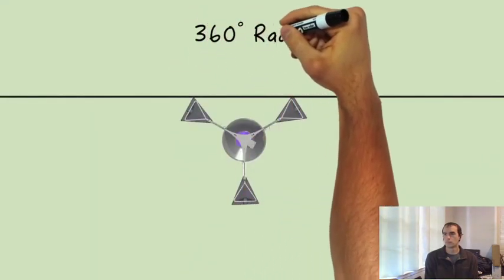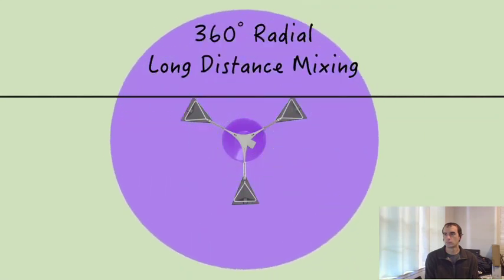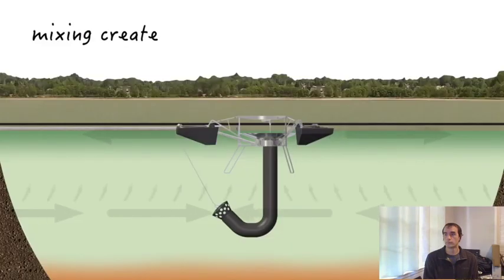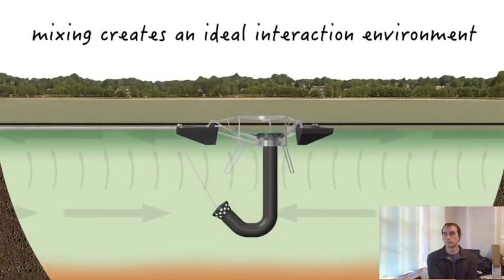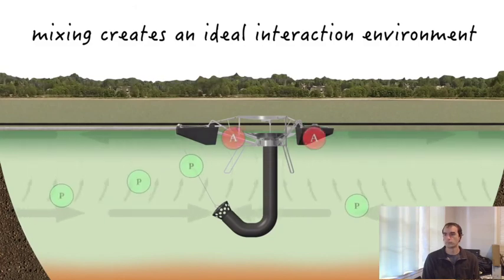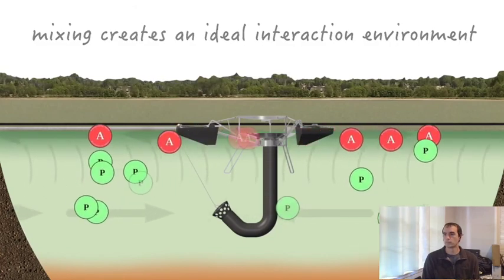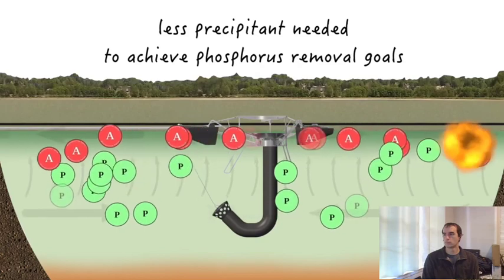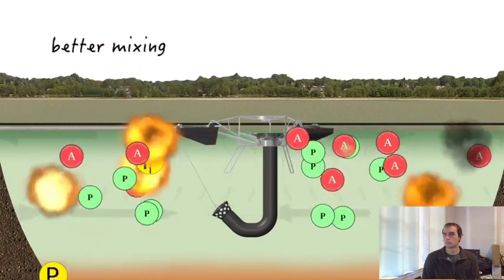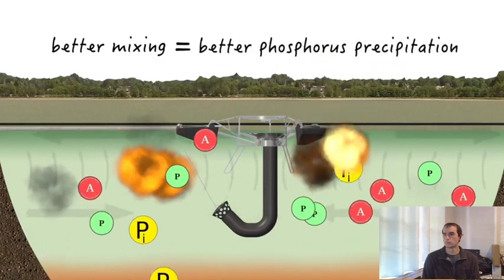The well-mixed precipitant is then distributed radially across the lagoon utilizing proven long-distance circulation technology. It creates an ideal interaction environment between your precipitating agent and the target phosphorus. In many cases, when compared to traditional application methods, only half as much precipitant is needed to achieve better phosphorus removal, or simply put, the better the mixing, the better the phosphorus precipitation.